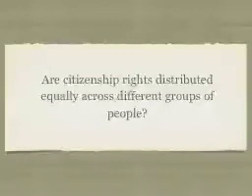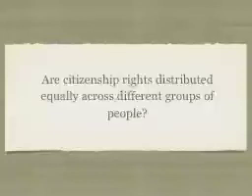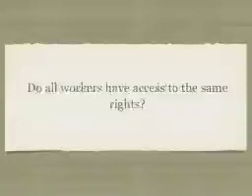Are citizenship rights distributed equally across different groups of people? This is a question that you should be asking yourself as you go through the different readings. As I've already noted in previous lectures, these different citizenship rights are going to be things that we talk about, and I'll come back to this question. Another question that you should be asking yourself is, do all workers have access to the same rights? So those two questions are going to be very central to how I want you to read our text. Do all groups of people have access to the same rights, and do all workers have the same access?